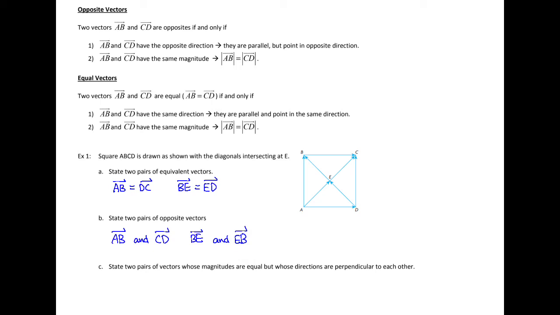Part C, we want to find 2 pairs of vectors whose magnitudes are equal, but the directions are perpendicular to each other. As we know, this is a square. That means the diagonals will intersect at a 90 degrees angle. Therefore, I can say vector AE and vector EB, they are perpendicular. Or I can say vector AB and vector BC, they are perpendicular and having the same magnitude.